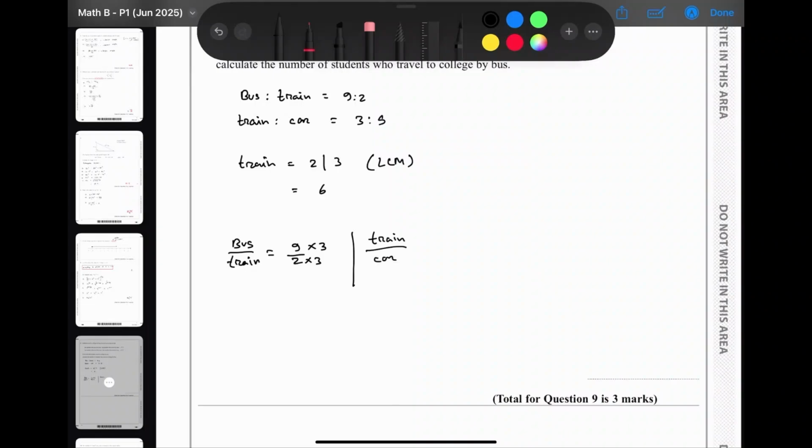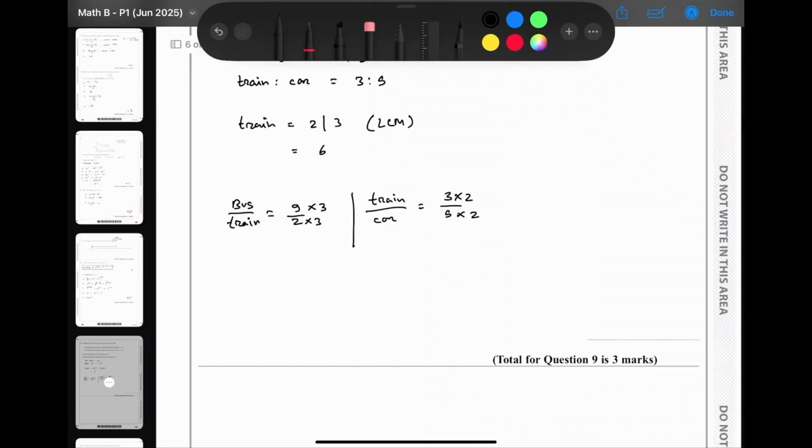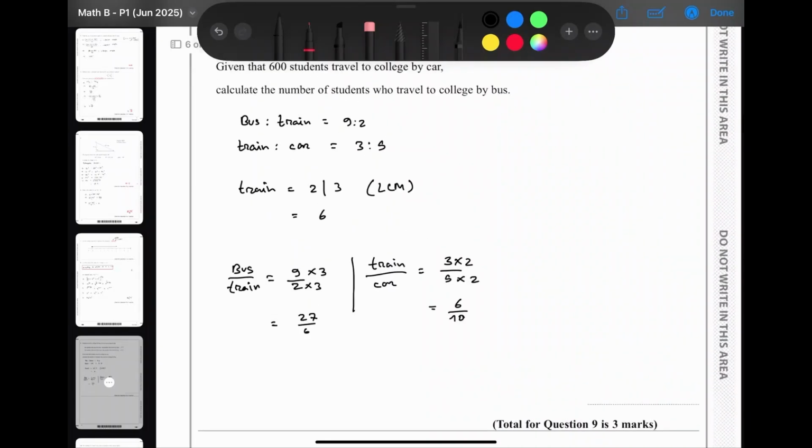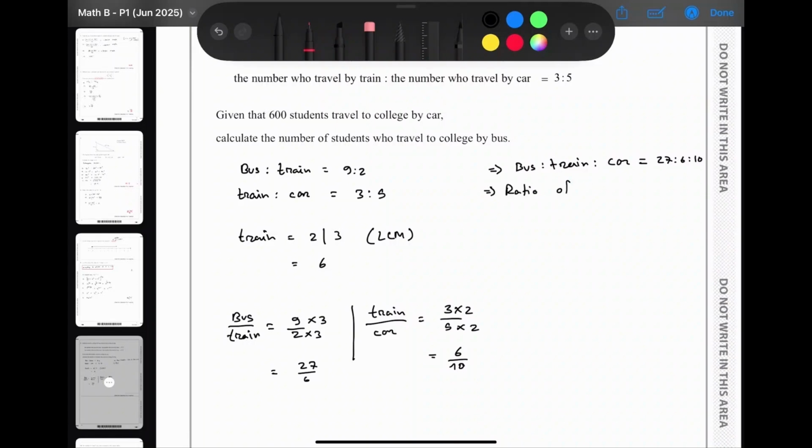As train was multiplied by 3 when with bus to make it 6, bus will also be multiplied by 3. Vice versa, train was multiplied by 2 when it's with car, so car will also be multiplied by 2. Bus goes from 9 to 27, and car goes from 5 to 10. Now the ratio has turned into 27 is to 6 is to 10. We have figured out the real ratio.